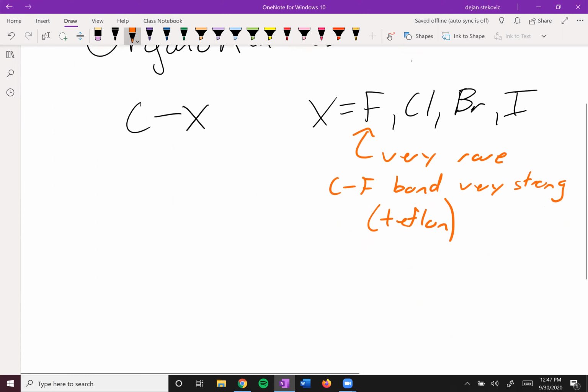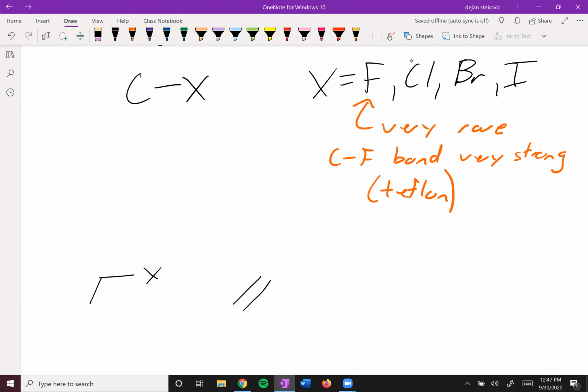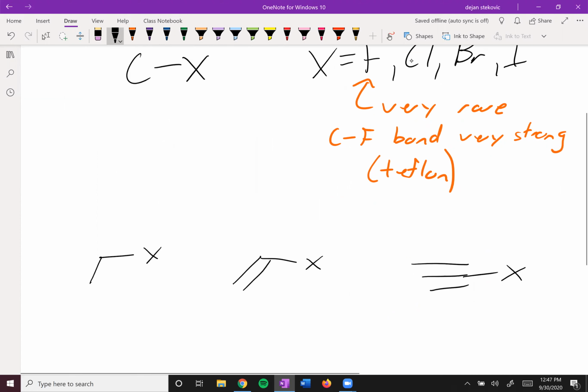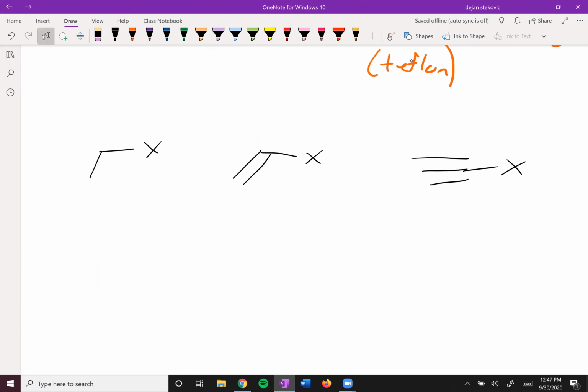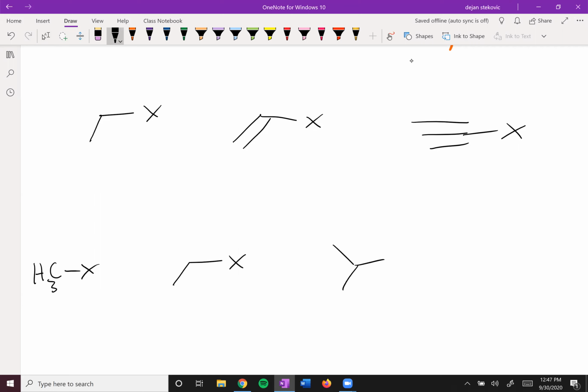So organohalides can be any type of carbon, so they could be like an sp3 carbon, an sp2 carbon, or even an sp carbon. And similar to our carbocations, these organohalides can be methyl, they can be primary, they can be secondary, or they can be tertiary.